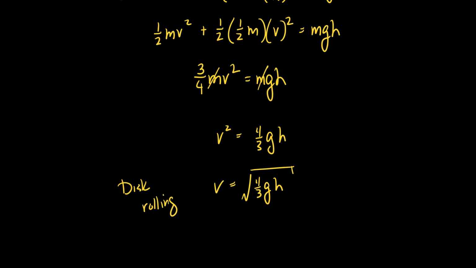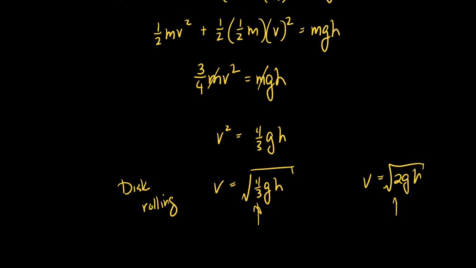Look back at your notes. Is this faster or slower than the block sliding without friction? Not a hard question. Look back at your notes. It's like one page ago. What did you get for the answer for the block sliding down the ramp? That's right. So the block was the square root of 2gh. Is it clear 4/3 is smaller than 2? Objects that roll are going to be traveling slower than objects that slide without friction.